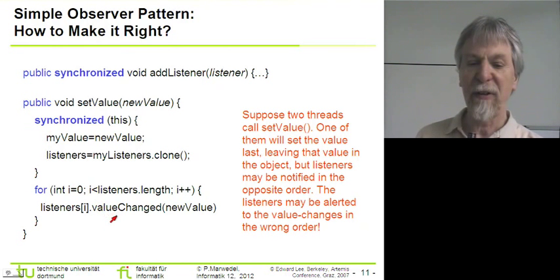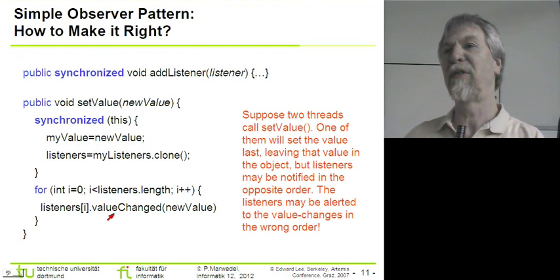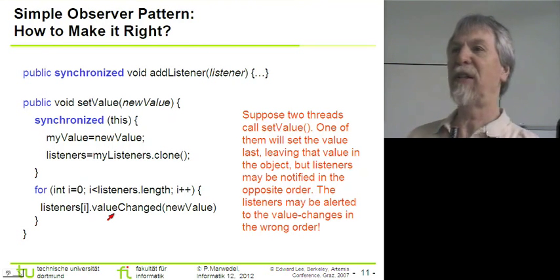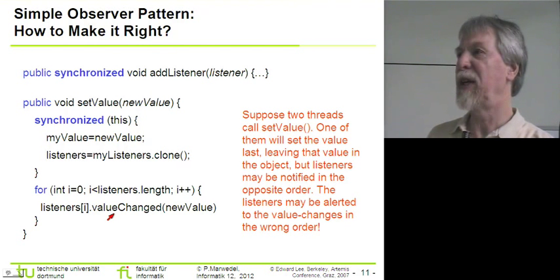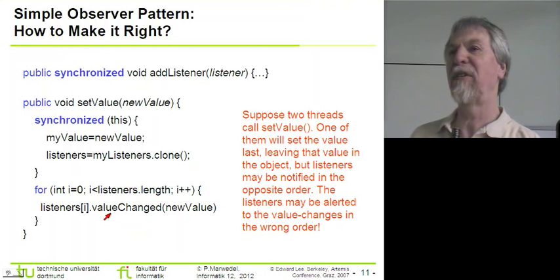And that means that the second half of that list would get the first new value after the second new value, which means that half of the listeners would get the new values in one order and the other half would get the new values in the other order.